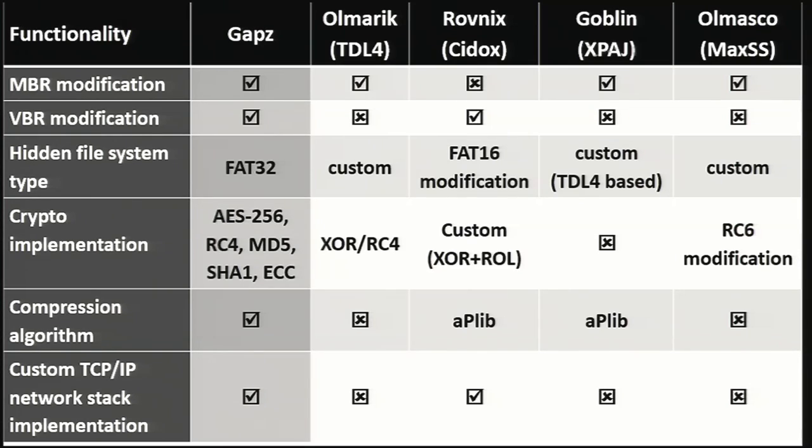Another interesting feature is the custom implementation of a TCP/IP stack to communicate with the C&C server. This is done to bypass personal firewalls and network detection tools installed locally on the infected machine, because the malware doesn't utilize the operating system TCP/IP stack, which is usually hooked by this security software, but implements its own. We can see that Gapz and the latest modification of Rovnix use this feature.